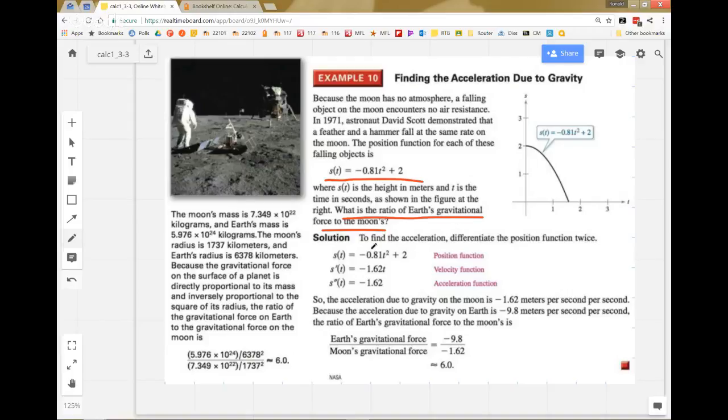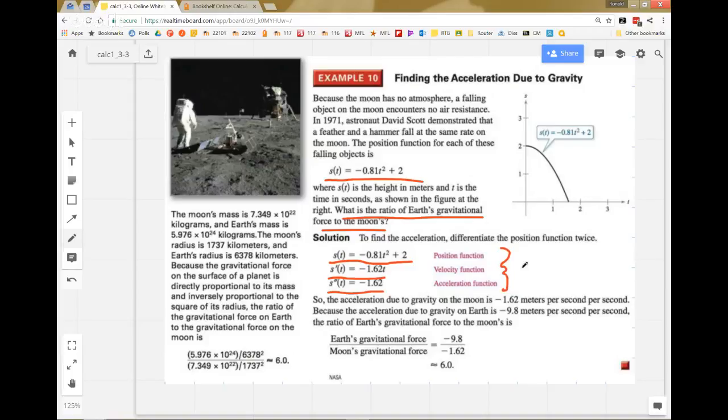All right, so you first take the distance equation, and here's the key. When you take the first derivative, you get velocity. So what's the first derivative of negative 0.81 times t squared plus 2? Power rule: 2 times negative 0.81 is negative 1.62 t. The 2 is a constant, so nothing. And then if you take the second derivative, you get the acceleration.